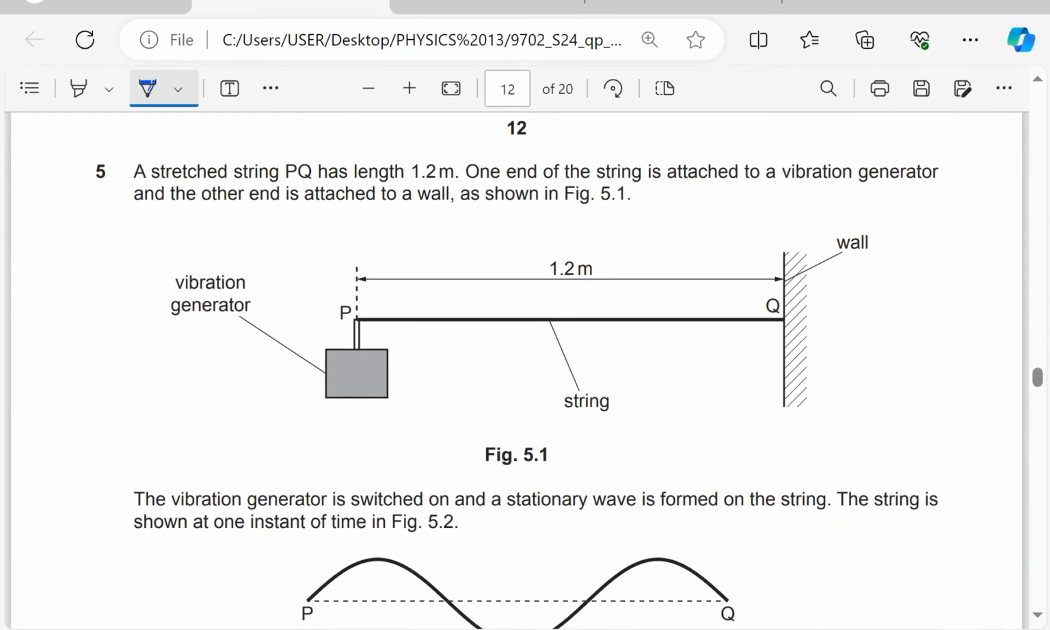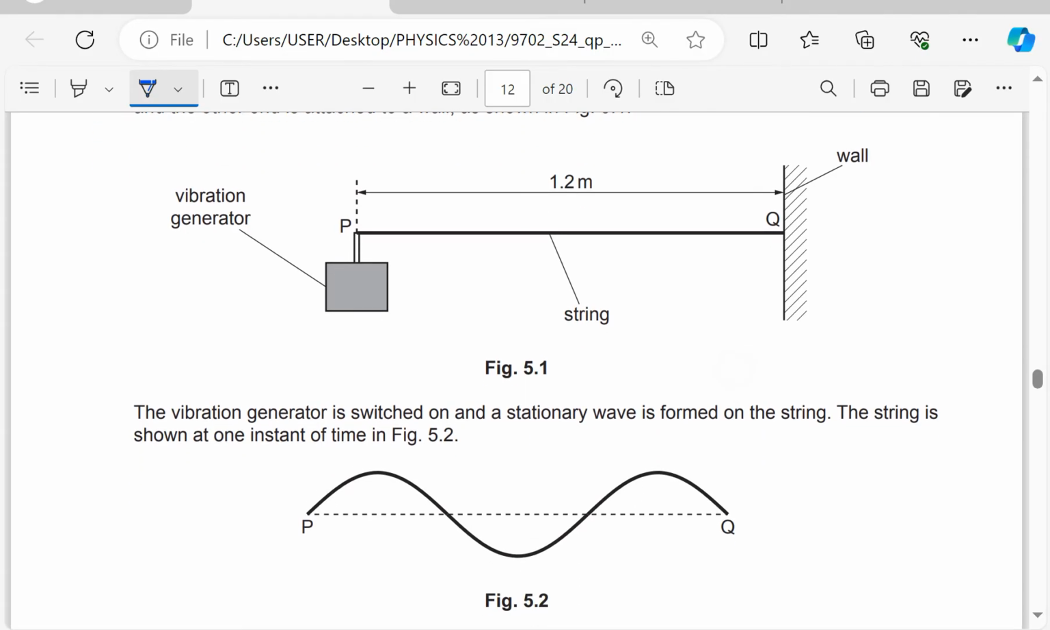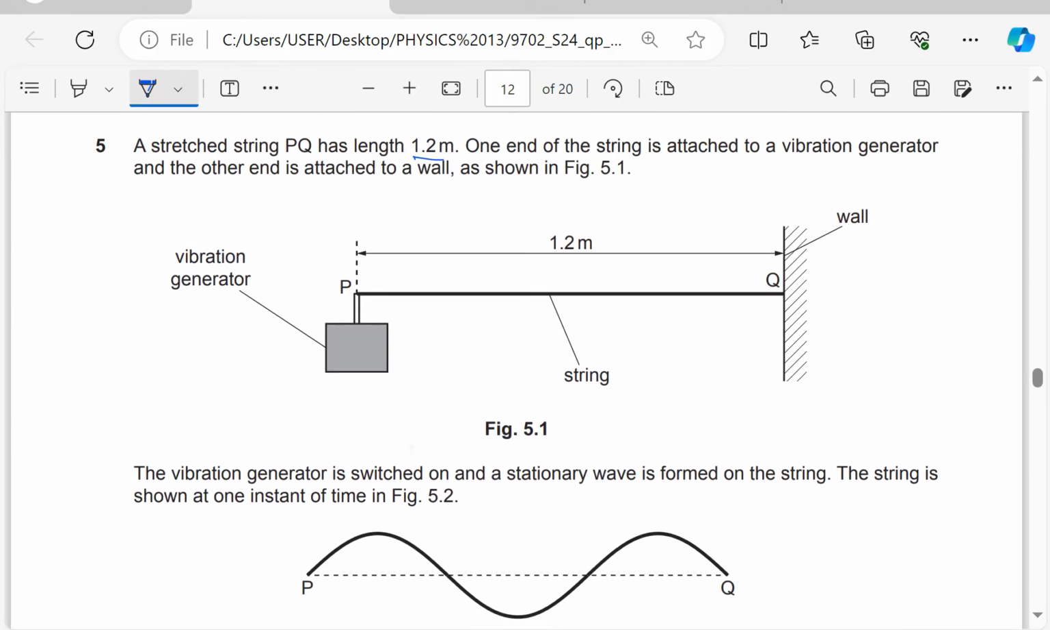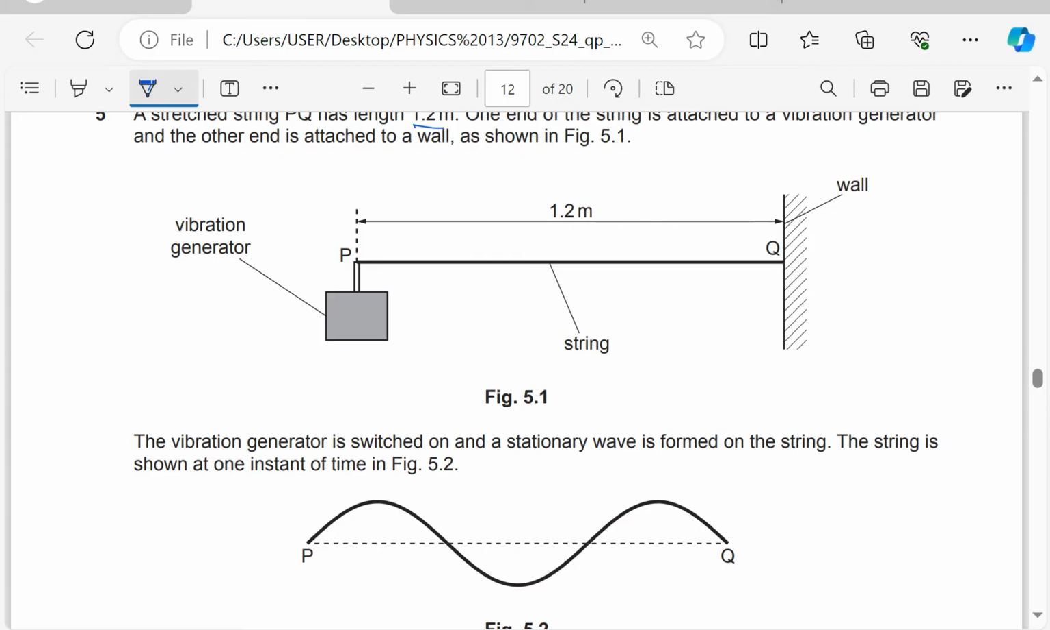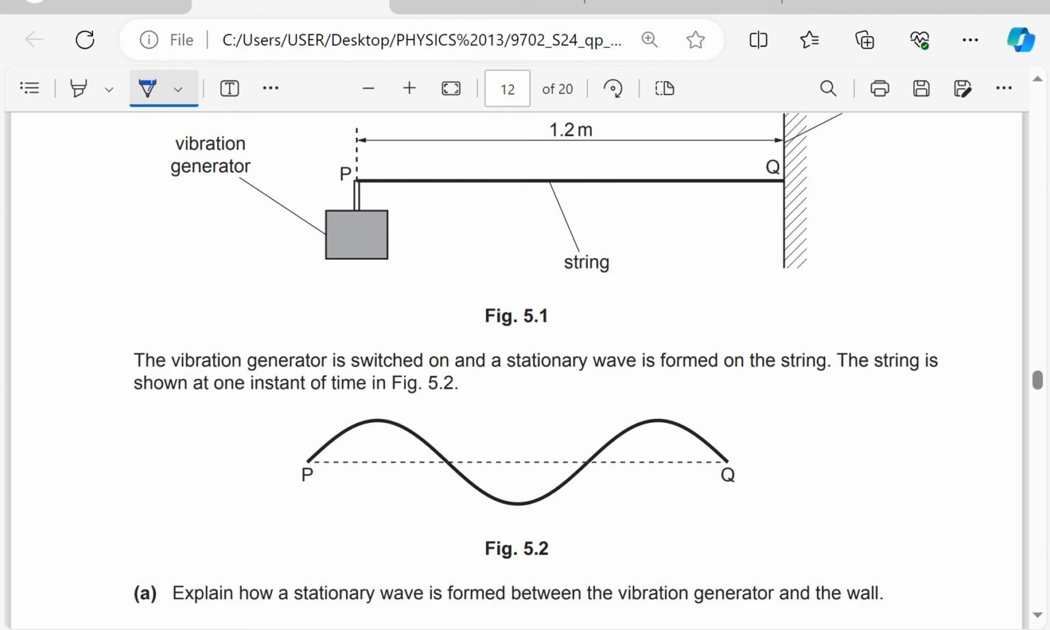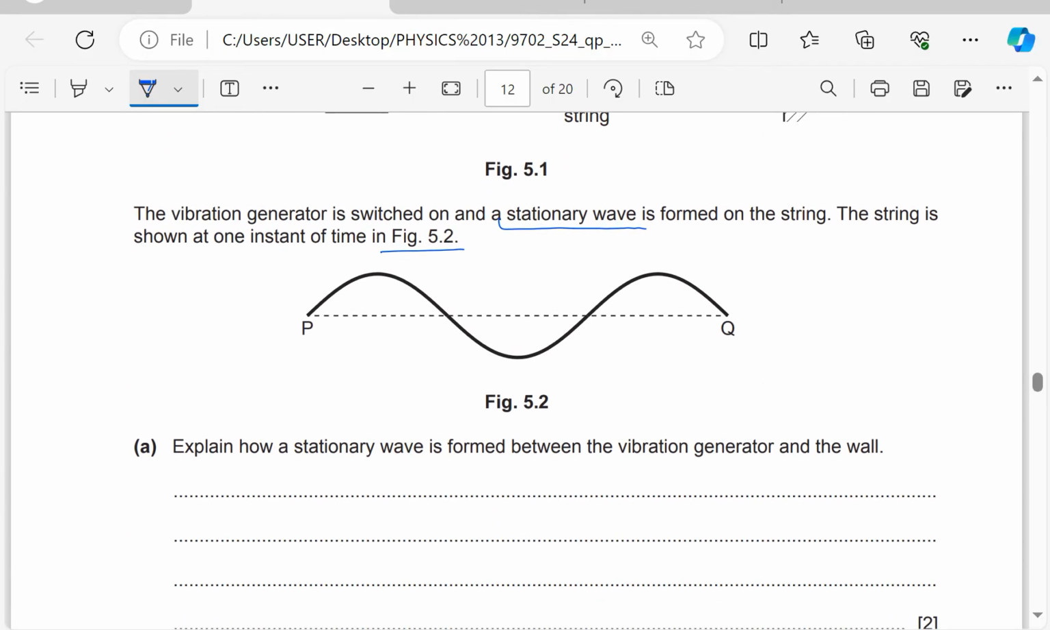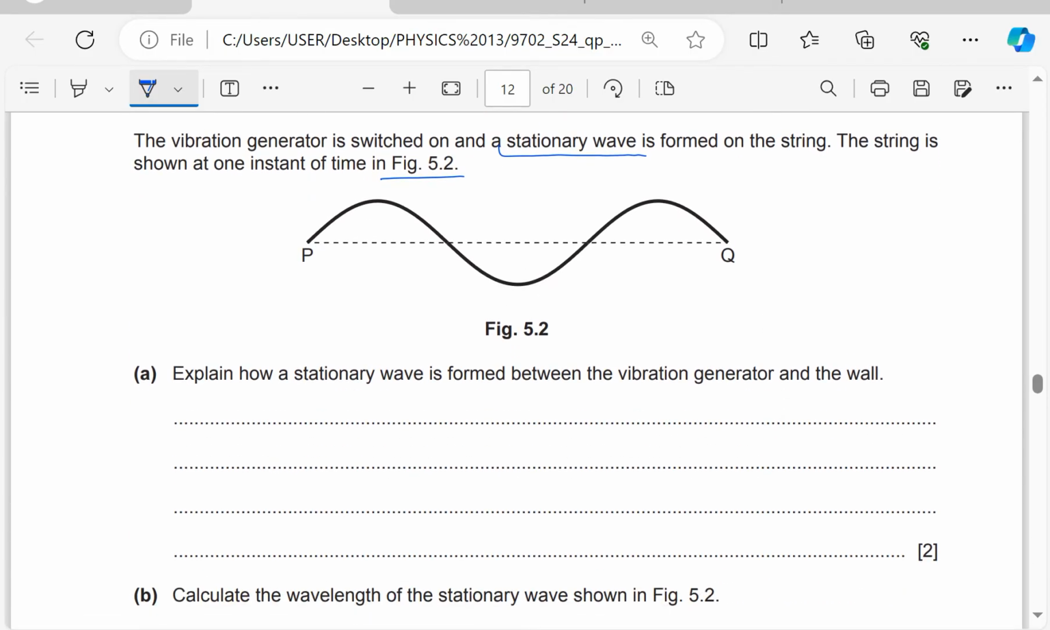A stretched string PQ has length 1.2 meters. One end of the string is attached to a vibration generator and the other end is attached to a wall, as shown in the figure. So we expect a progressive wave to leave the vibrator, reach the wall, and be reflected. The vibration generator is switched on and a stationary wave is formed on the string. The string is shown at one instant of time in the figure 5.2. Explain how a stationary wave is formed between the vibration generator and the wall. Of course, this is very easy.